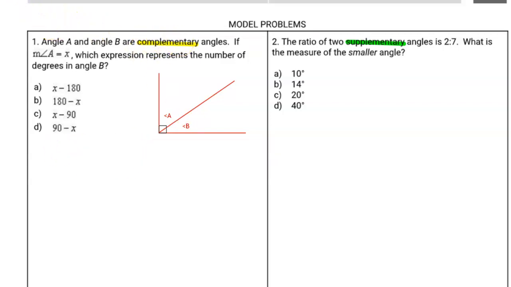So here's how I do it. And what I've done here is I've just written down a fact. Complementary means that angle plus angle equals 90 degrees. That's something that we know. That's what complementary means. So I'm going to start off with that fact.